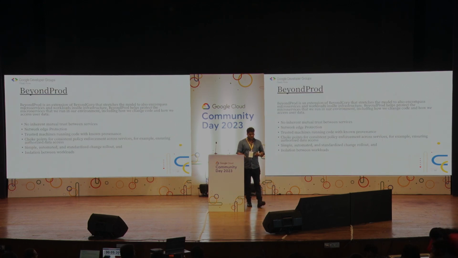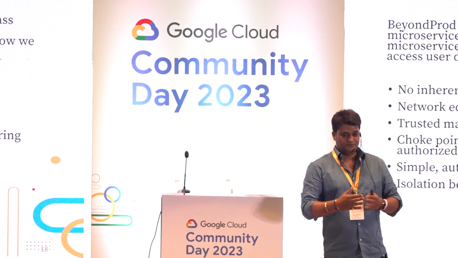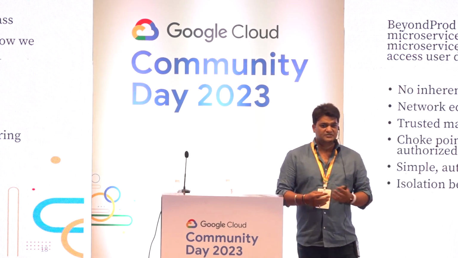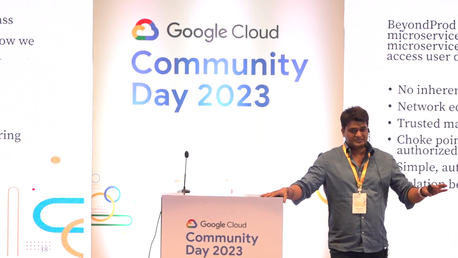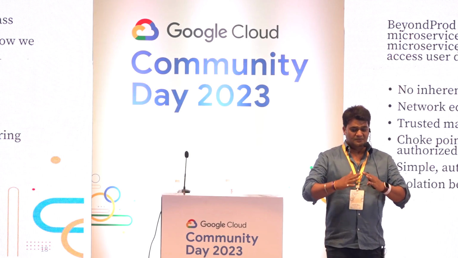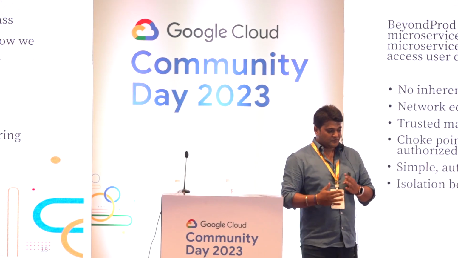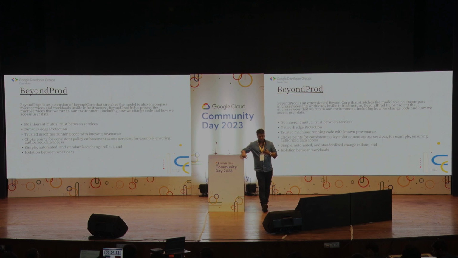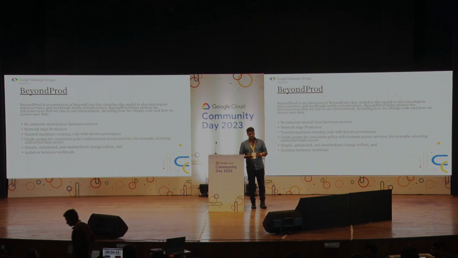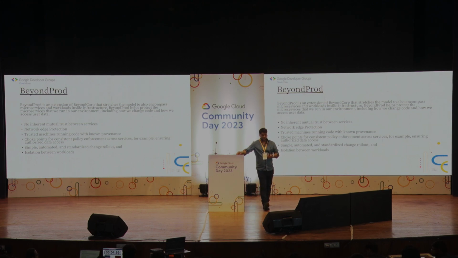Then there is Anthos, which you can say is an extension of BeyondCorp. It also comes into the picture for managing workloads, including Microsoft workloads. It is all about managing and securing your microservices environment, where there is no mutual trust between the services during service discovery among the microservices. It provides network edge protection, and trusts machines running code with known provenance. Binary Authorization comes into the picture while defining this concept. Then the workloads are isolated from each other.